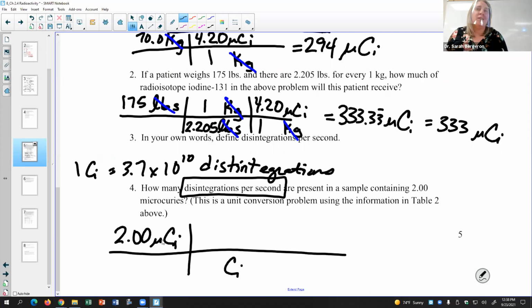What do I have up here? Microcuries. So that would not cancel. So I need to have microcuries on the bottom, and then what on the top? Just curies, right? So that my microcuries would cancel. So how many curies and how many microcuries? It's okay. So how many curies?